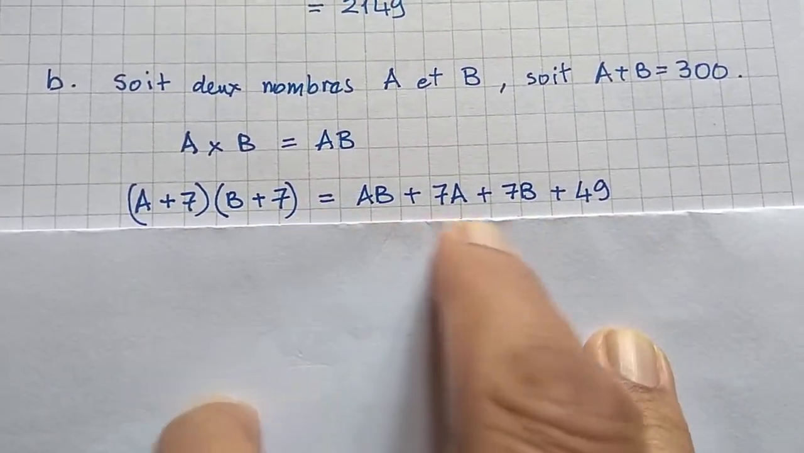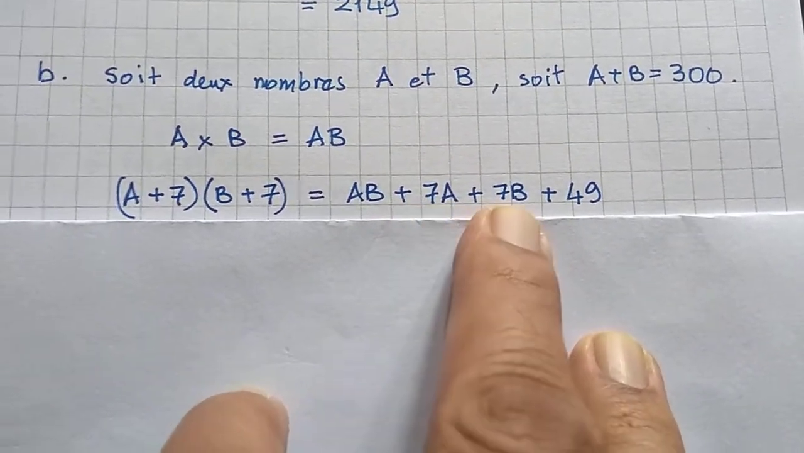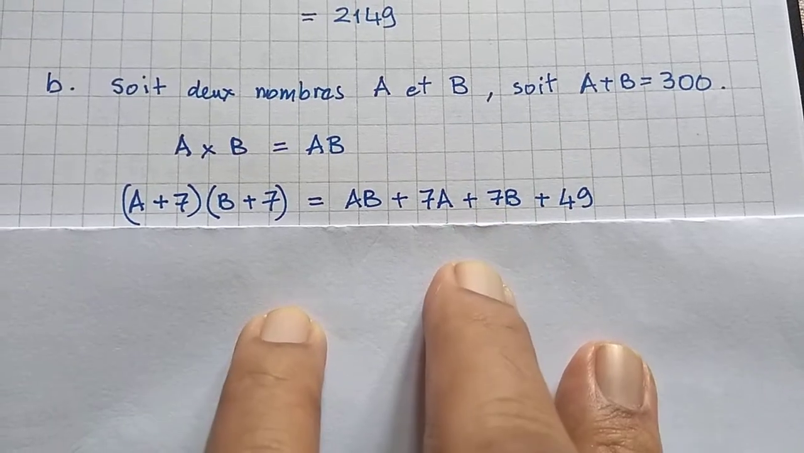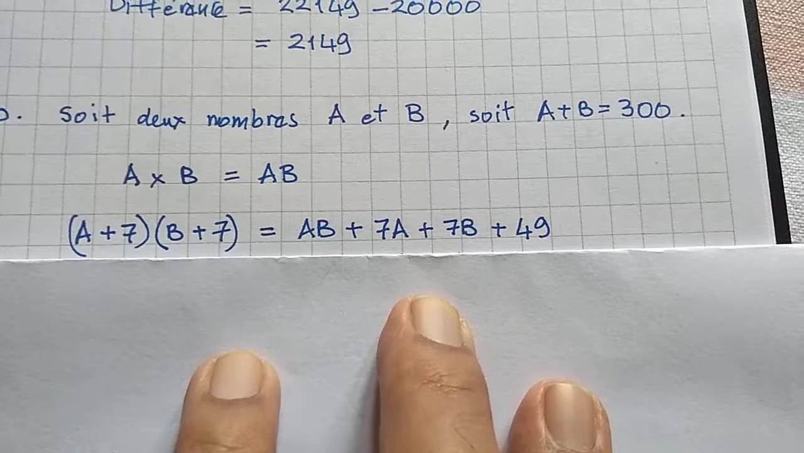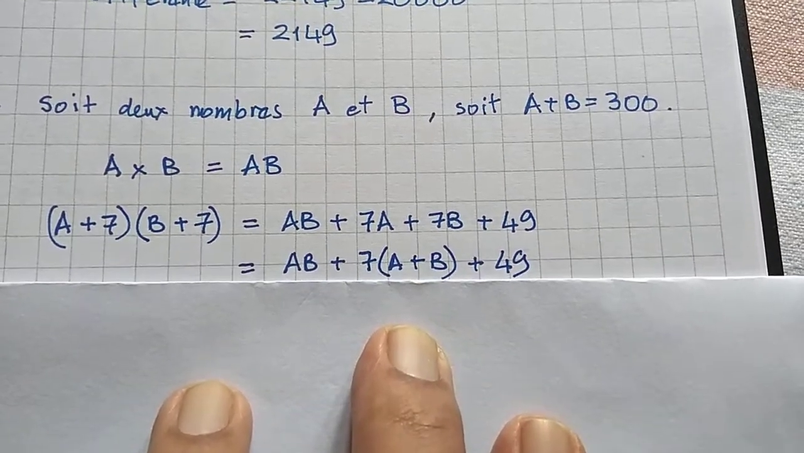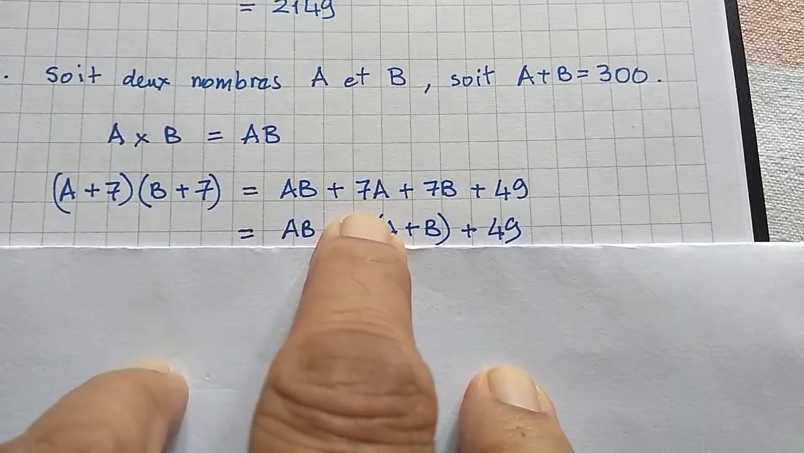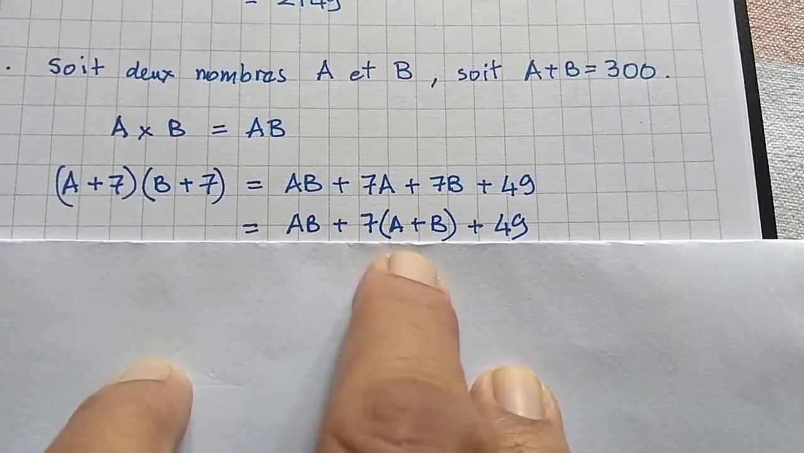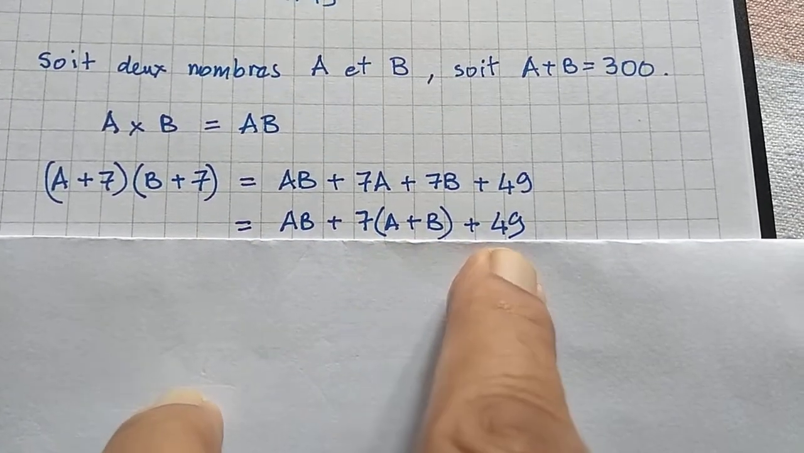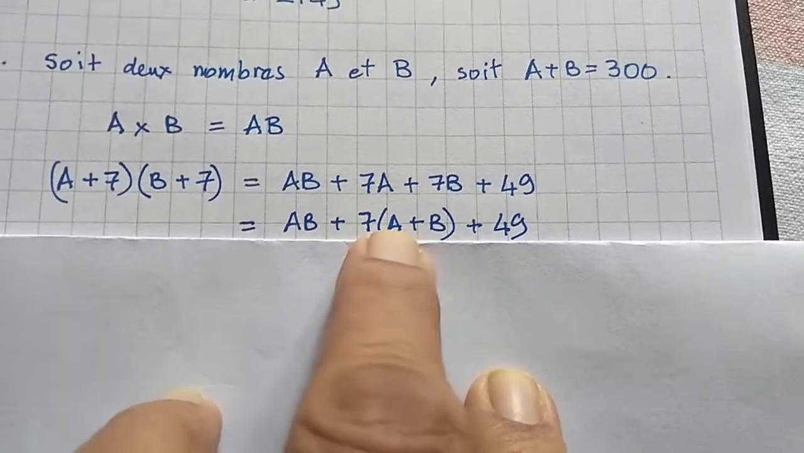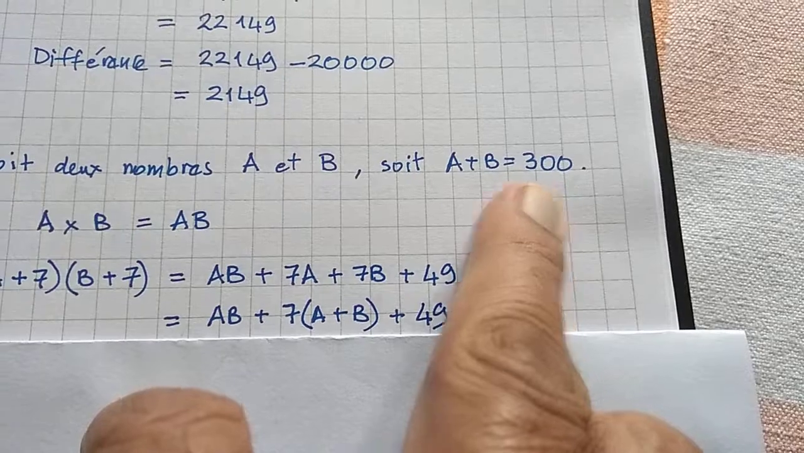Can I simplify this? No, but 7A plus 7B, we can factorize it. And that's the elegance of this particular proof. This is what Ritul did. None of the others did it this way. You did it the other way, if you did it at all, that is. So what he did was, he did 7A plus 7B est égal à 7 fois A plus B. So this is equal to AB plus 7 fois A plus B plus 49. Why did he take that? He took that because he knows A plus B est égal à 300.